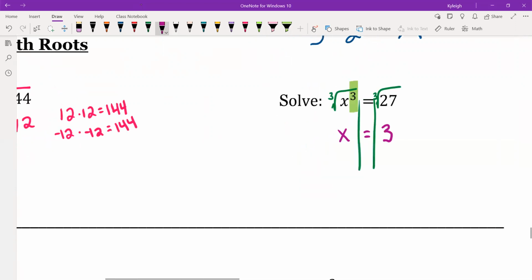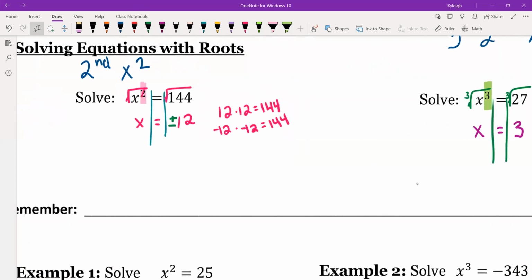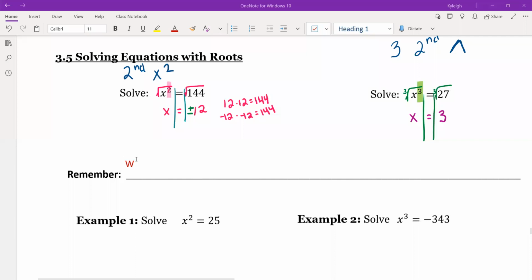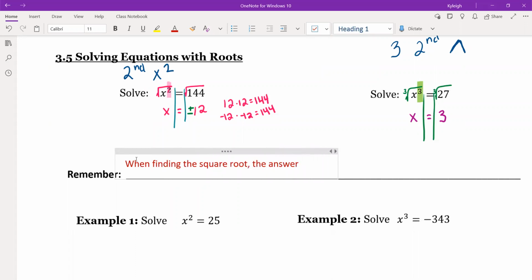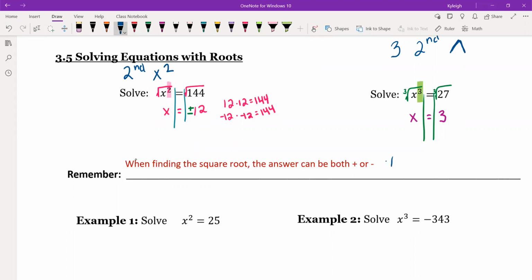Okay, so here's the important part. Here's what's important to remember. When finding the square root, the answer can be both positive or negative, right? So we write it as a plus or minus, and that's only when we do the square root, okay? That's an important thing to remember because we don't do it for cube roots, okay?